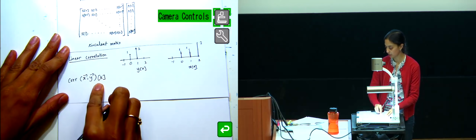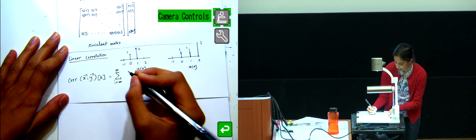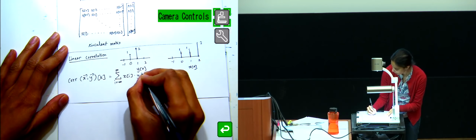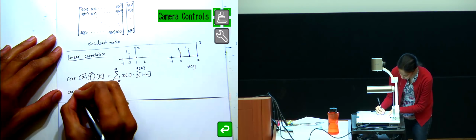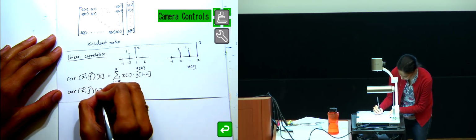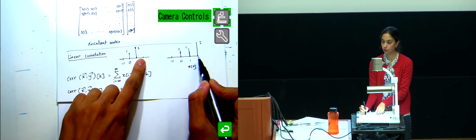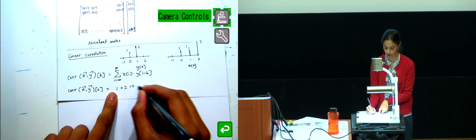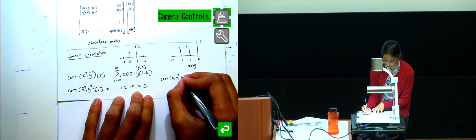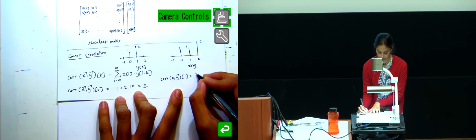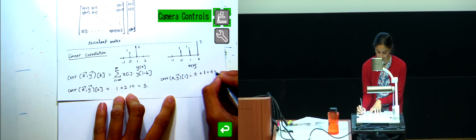So the correlation of these two vectors, x and y, is just the following, where now I'm going to sum from minus infinity to infinity, of x of i times y of i minus k. Now I can compute the correlation of x and y at shift 0. At shift 0, this is just 1 times 1 plus 2 times 1 plus 2 times what is here? This is just a 0. So this gets a 0, and this is 3. But now if I compute the correlation of x and y at shift 1, what do I get? I get a 0 for this guy, plus a 1, plus a 4, which is equal to 5.